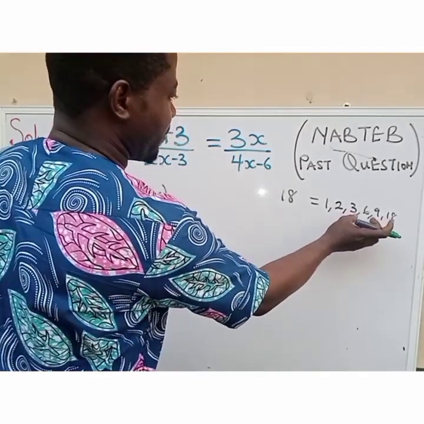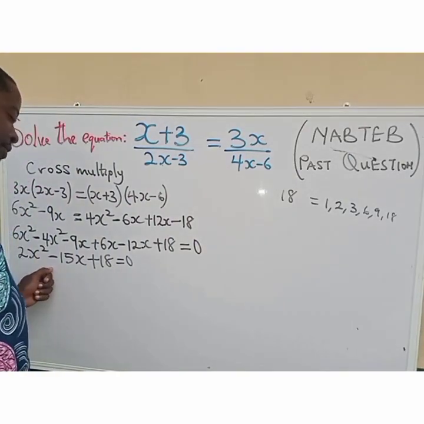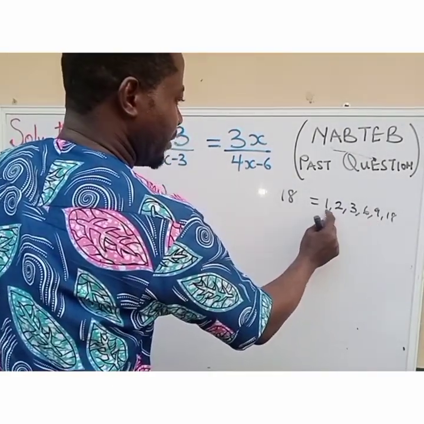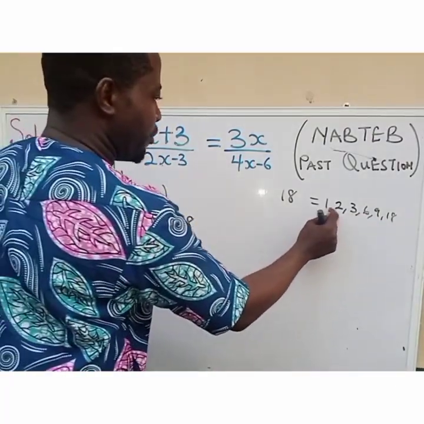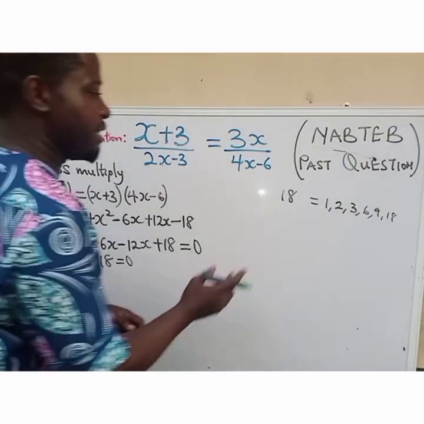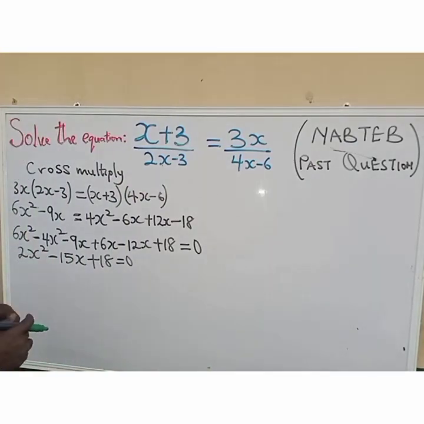If you say 3 multiplied by 6, it's going to give us 18, but when you add them together, it will give us minus 15. If you say 1 multiplied by 18, you get plus 18, but when you add them together, it will give you minus 15. So in this case, it won't work. But I still want to use factorization method, so I will now use what we know as AC.